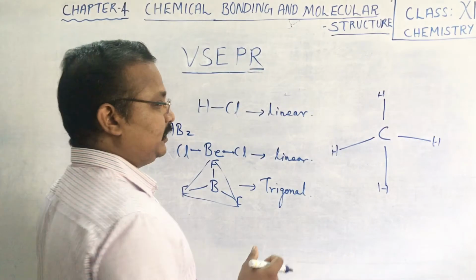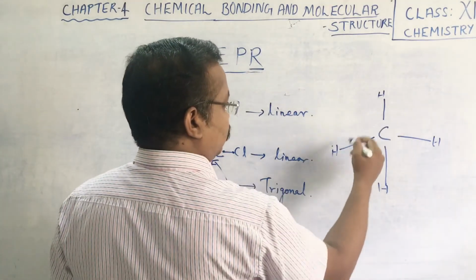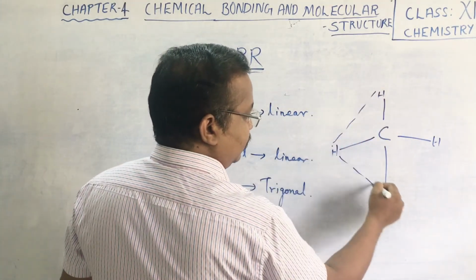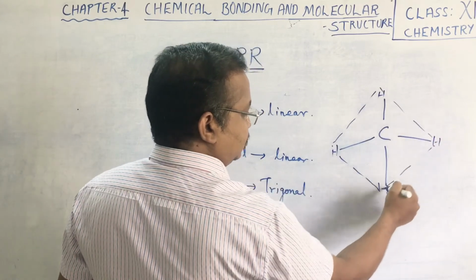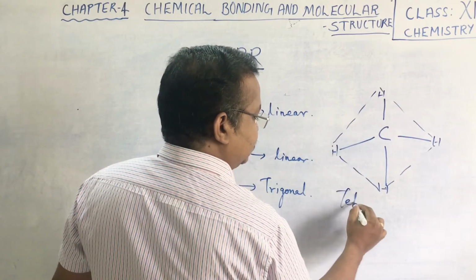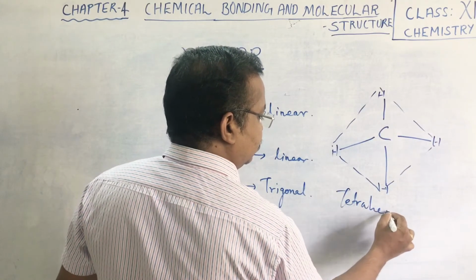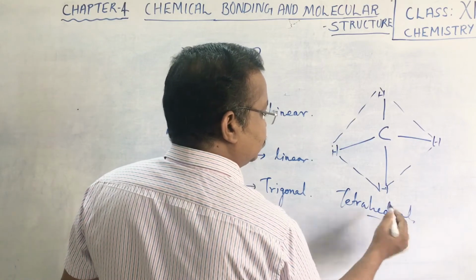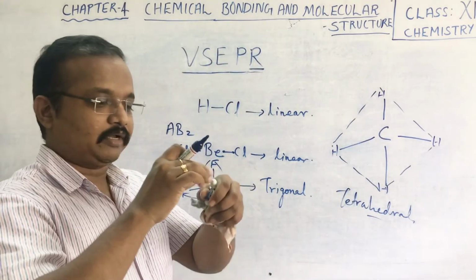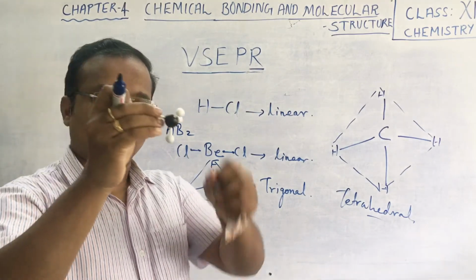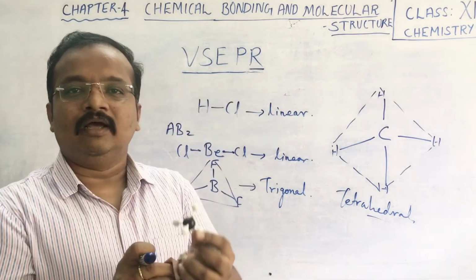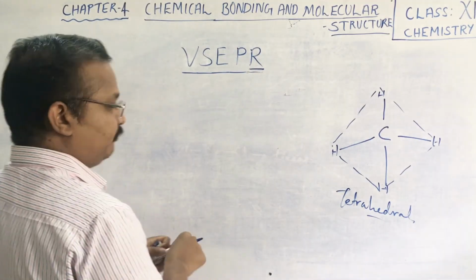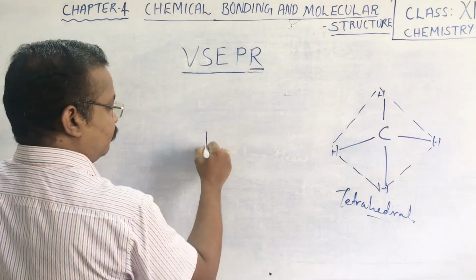Now as I mentioned, in case of the CH4 molecule, they form a tetrahedral structure. This structure is our tetrahedral structure, where around the carbon atom all the hydrogen atoms are placed at the maximum distances.